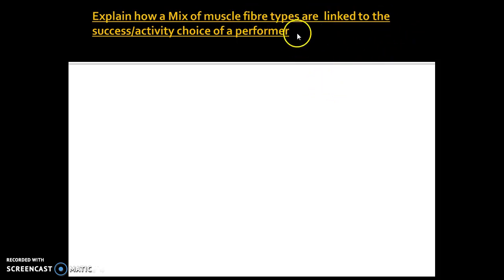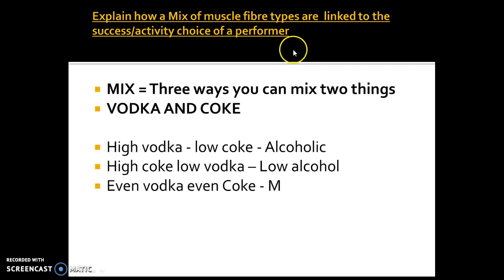Now, I didn't put the mark allocation here. It would be a 3-mark question. So 3 marks. What we need to do then, first thing, you need to consider the following, that how many types of muscle fibres are there, category wise? Well, there's 2, and then we need to talk about how 2 things can mix. The analogy I'm going to give you, so mix, there are 3 ways you can mix 2 items or 2 things. So we're going to use a kind of analogy of vodka and Coke here.